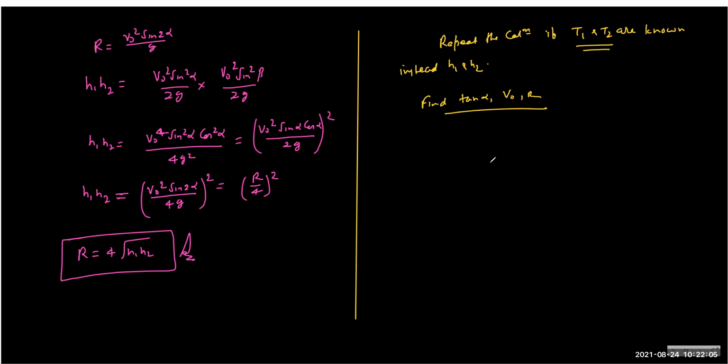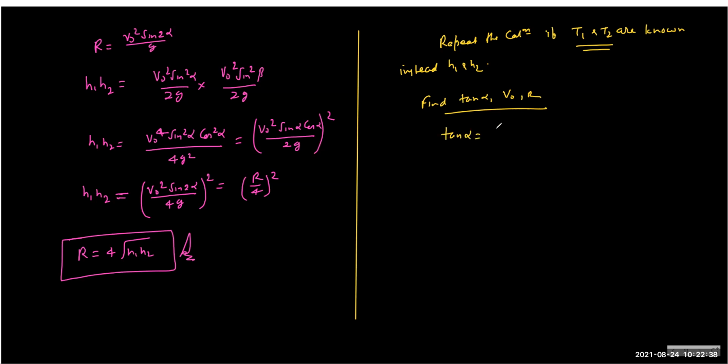Hello, sir? Yes, I'm listening. Sir, I got G T1 T2 by 2. Yeah, tell me once again. Sir, I got G T1 T2 by 2. Yeah, that's the right answer. So that is the answer for what? Range. Yeah, sir.